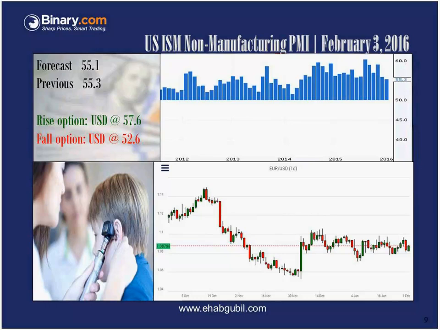As usual, we will be using the retracement trading method to trade this release. And if we don't get the deviation number, so if the actual release comes between 52.6 and 57.6, I expect the market just to follow the pre-release market trend.